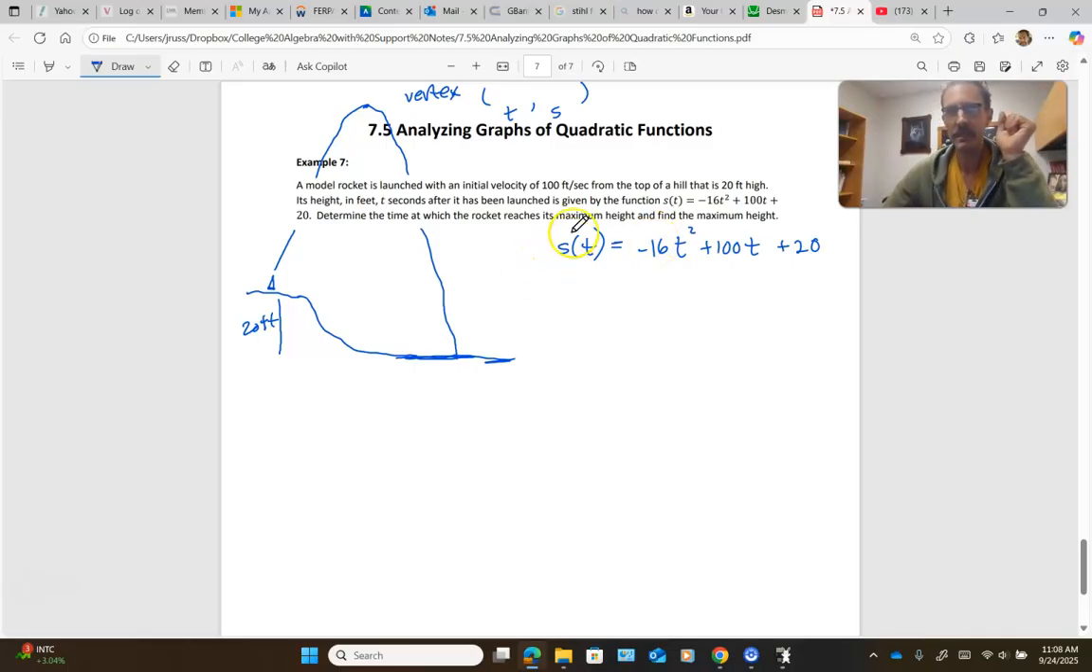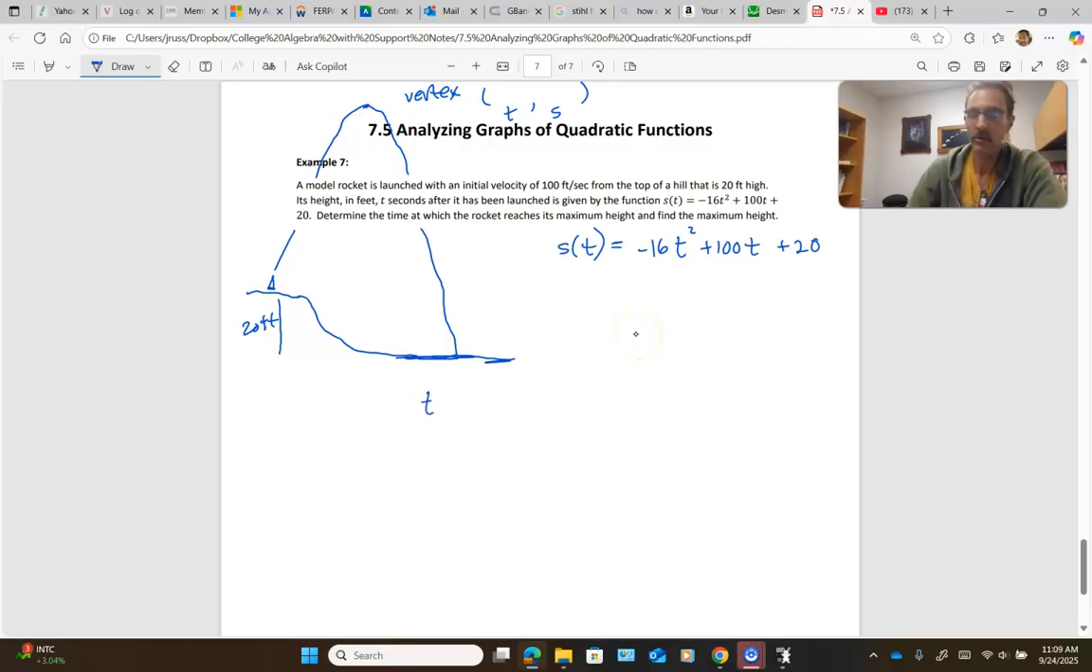Gravity's pulling the rocket back down. So if this function models the height of the rocket, the rocket's height is being influenced by gravity. So it's not going to stay up there forever. It's going to reach a maximum point at the vertex and fall back and hit the ground. So in other words, guys, you're just simply finding the coordinates of the vertex for this problem.